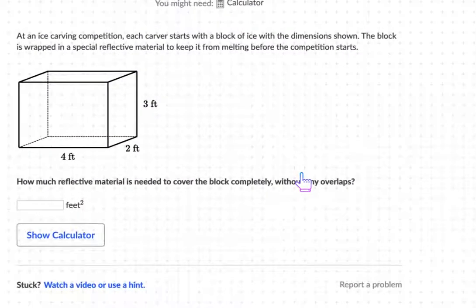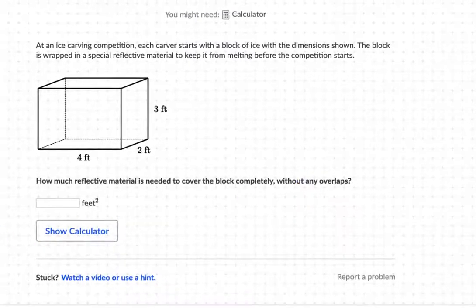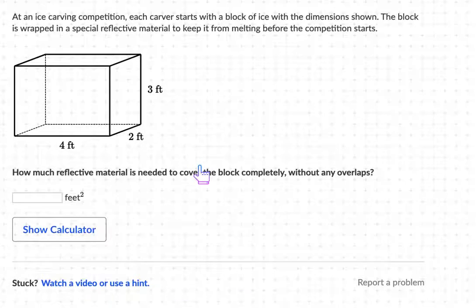This problem says, at an ice carving competition, each carver starts with a block of ice with the dimensions shown. So they're going to each have a block of ice, and then they're going to chip away at it to create their creation. The block is wrapped in a special reflective material to keep it from melting before the competition starts. That's very smart, or else if you just keep it out there, it's going to melt, right? So all the things they have to think about.